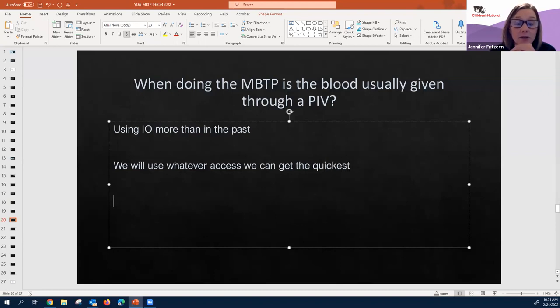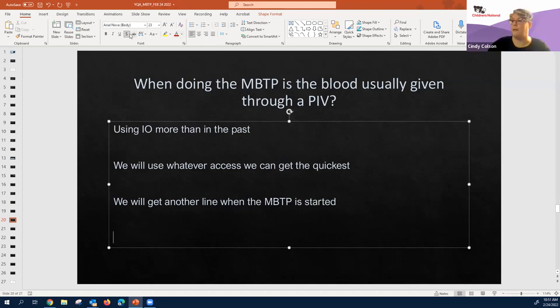And that actually is something to add, Cindy. If we are giving blood through one line and then we get another line, you can get red cells through one, platelets through the other, or FFP through one and platelets through another. Don't think you have to go one at a time. If you have 3 lines, give 3 products. I feel like that's an important pearl.